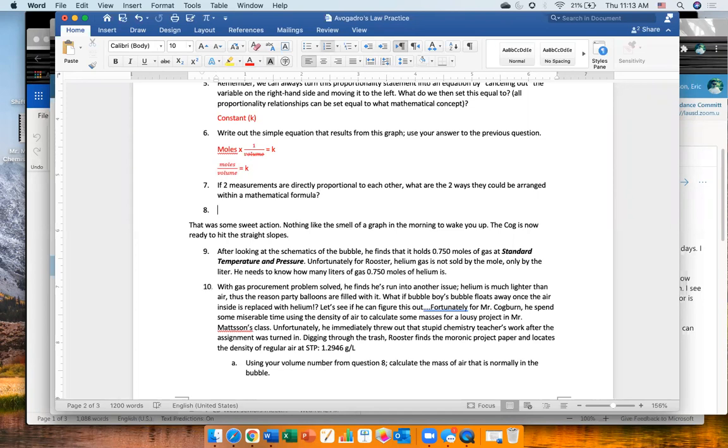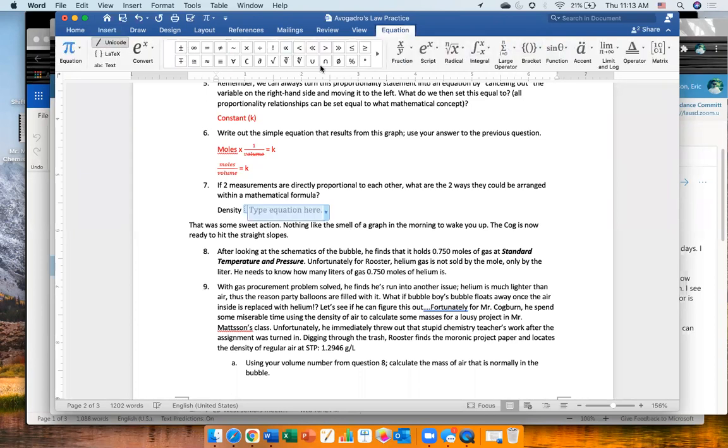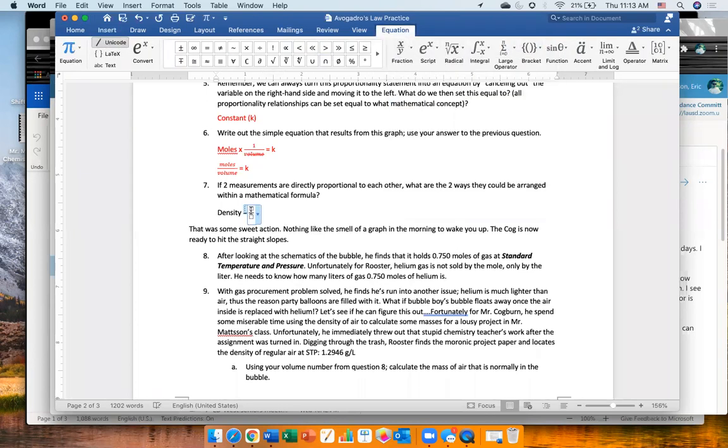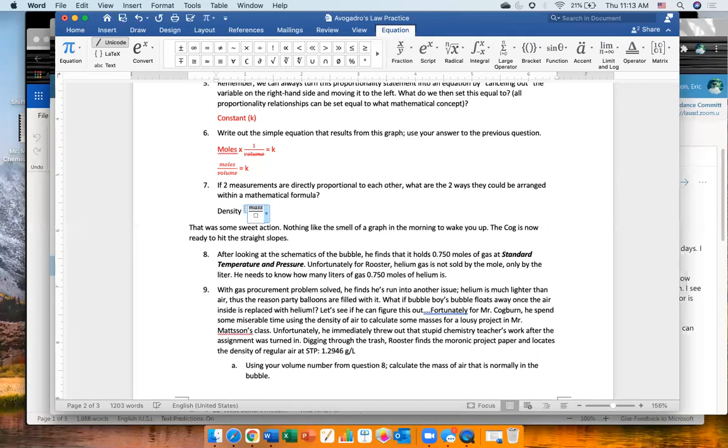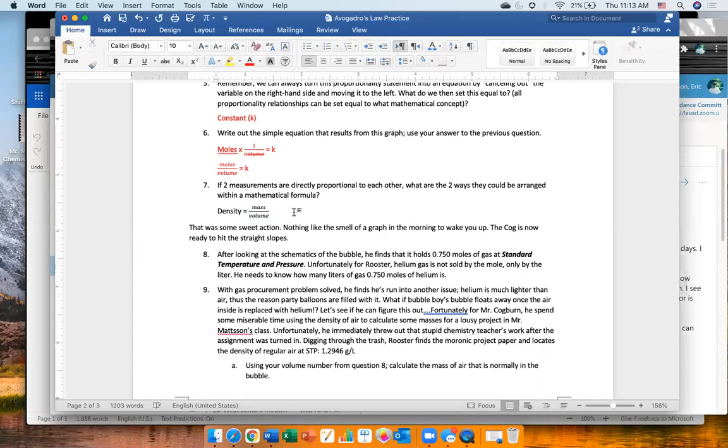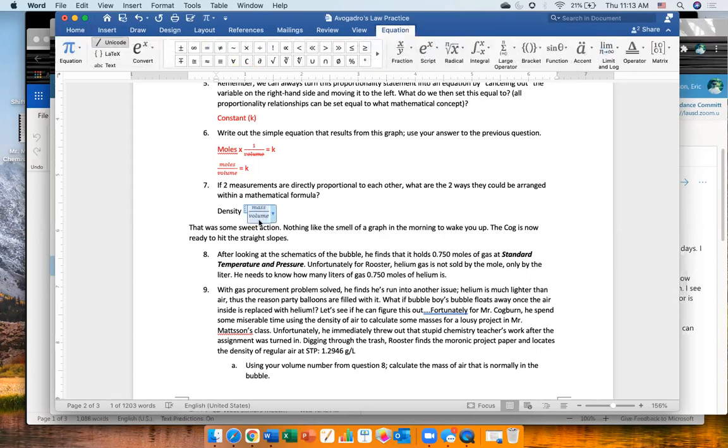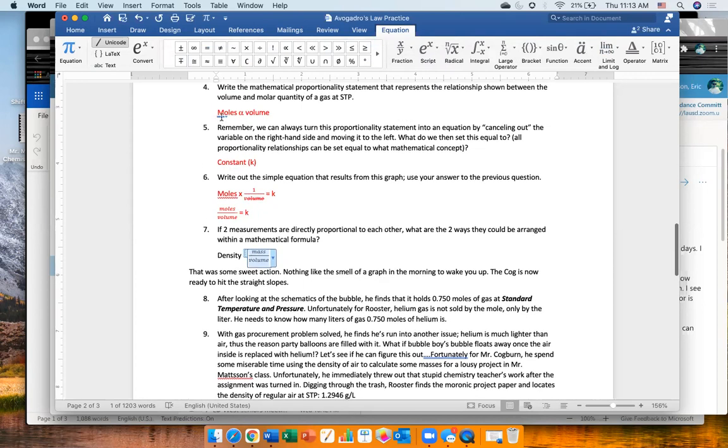So let's take a look at an example that we already looked at. We can look at the density equation. So density, remember, is equal to mass divided by volume. So there's an equation that we've already dealt with. And you look at this equation, this is telling you right here that the mass and the volume are directly proportional to each other. It tells you that you have this relationship between these two because of the way that they're arranged within the equation.